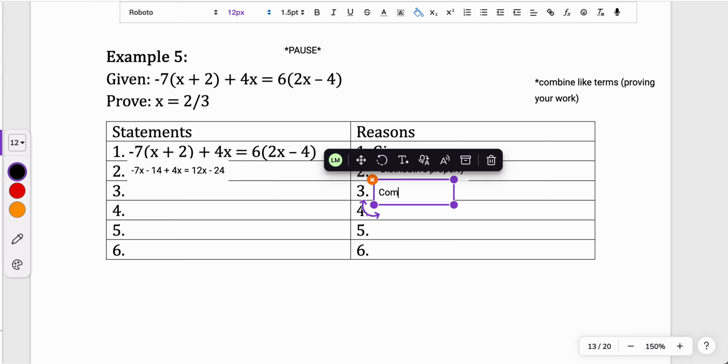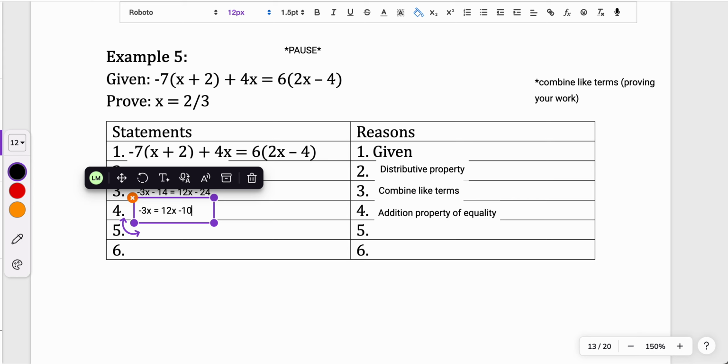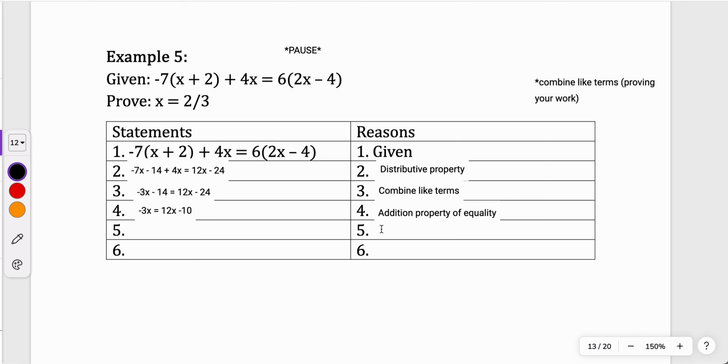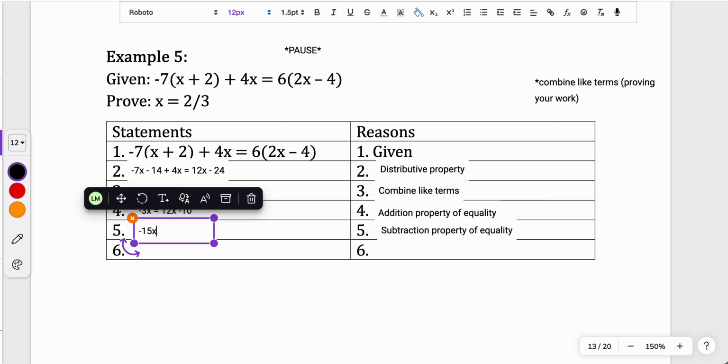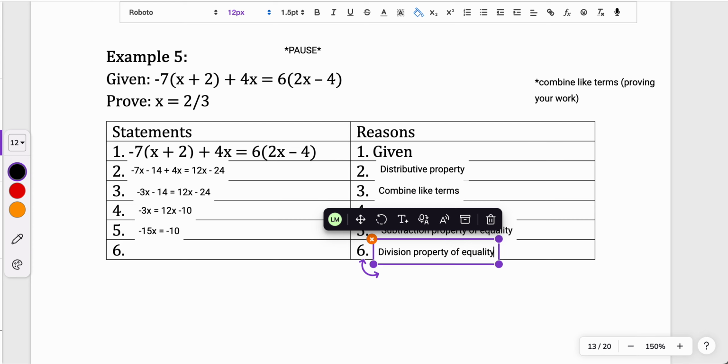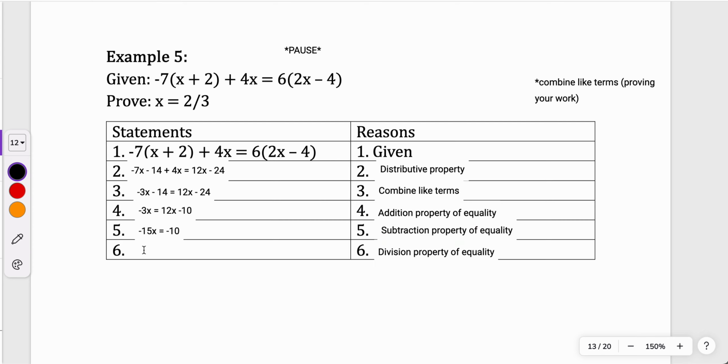So I would get negative 3x is equal to 12x, and then 14 added to a 24 is negative 10. And then I would do subtraction property of equality. And I would be subtracting 12x from both sides. So 12x subtracted from negative 3x is a negative 15x, equaling negative 10. And then my final step would be the division property of equality. I'm going to divide both sides by negative 15, which then would give me x is equal to 2/3, okay?